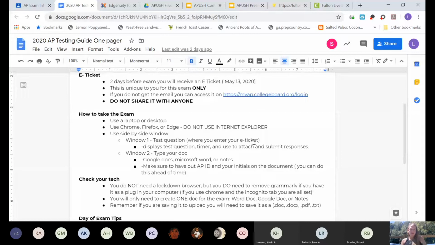You can even have a soft copy of your graphic organizer if you want to. You can have that out. If you do it on your computer, it's going to be really easy because you're going to be able to type up your document and then easily upload it to the platform because you're already using the platform.